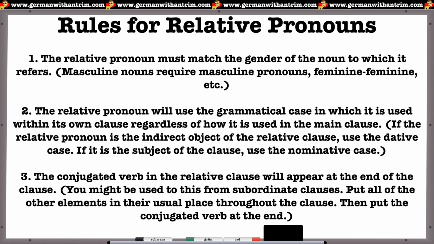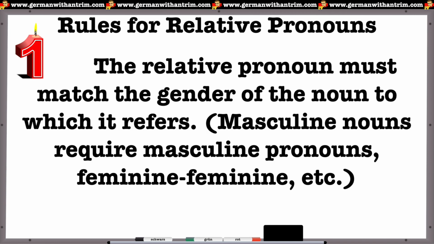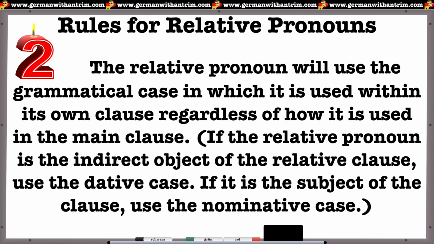There are three general rules for using relative pronouns in German. The relative pronoun must match the gender of the noun to which it refers. Masculine nouns require masculine pronouns, and feminine uses feminine, etc. The relative pronoun will also use the grammatical case in which it is used within its own clause, regardless of how it was used in the main clause. In other words, if the relative pronoun is the indirect object of the relative clause, it uses the dative case. If it's the subject of that clause, it uses the nominative case.